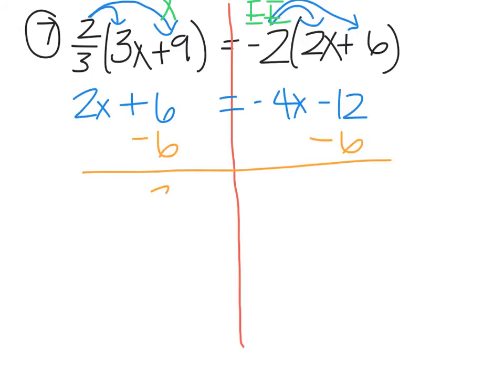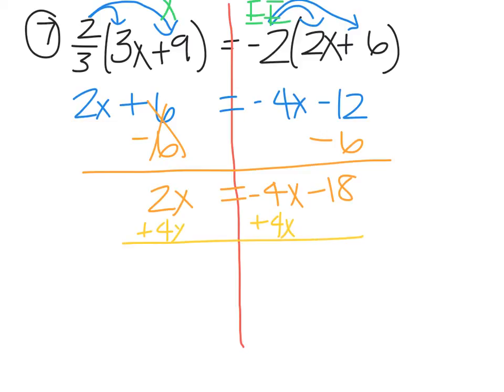And we're left with 2x, because plus 6 minus 6 cancel, equals negative 4x minus 18, because negative 12 minus 6 is minus 18. This minus 4x is also out of place. To get rid of that, I'm going to plus 4x to both sides. And 2x plus 4x is 6x equals negative 18.